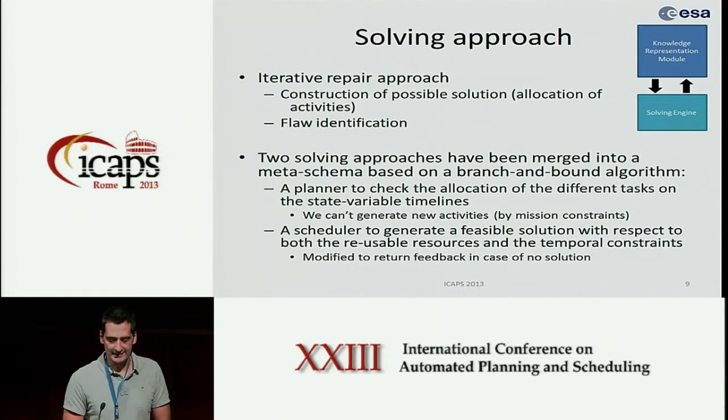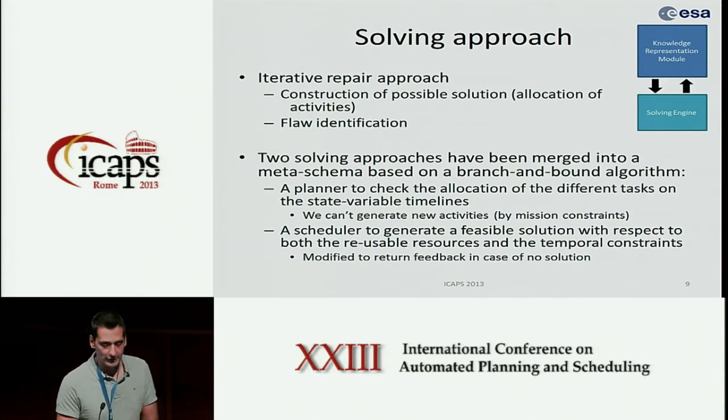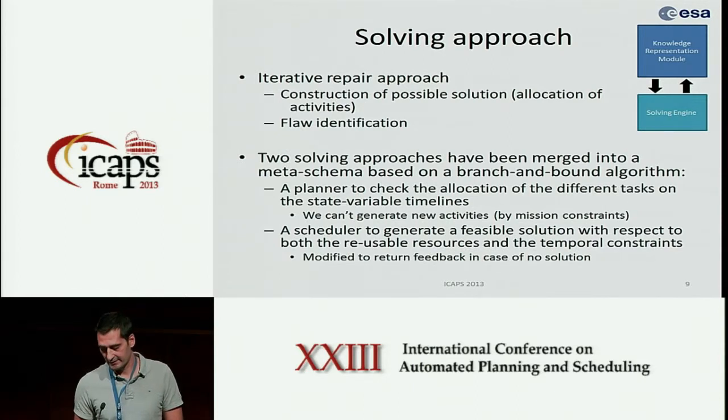But we are not allowed to put in the plan new activities. And then we use a scheduler to actually check the feasibility, the time and resource feasibility of the allocation. We slightly modify this scheduler because, as we will see also afterward, we want to not only check if a solution is consistent or not, but in case it's not consistent, we also want to have some feedback, and we want to know why it's not consistent. And this is exploited for driving the search, the solving process.